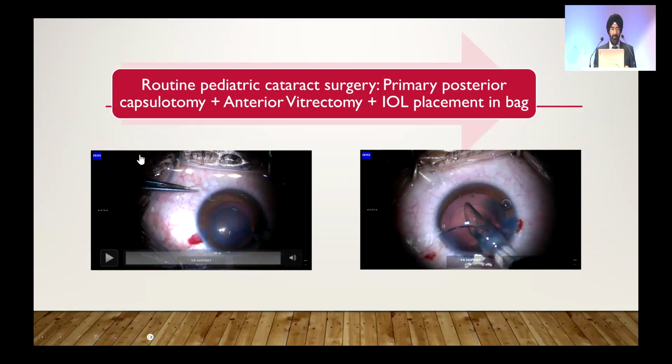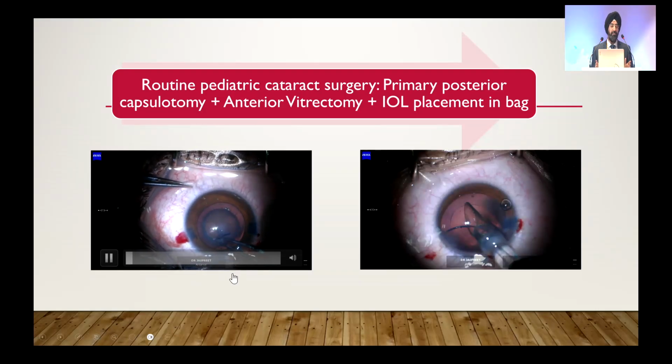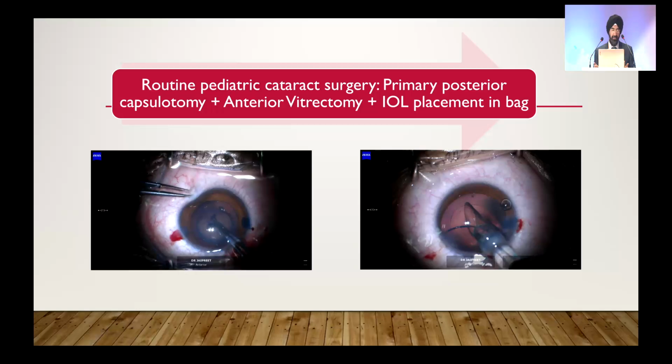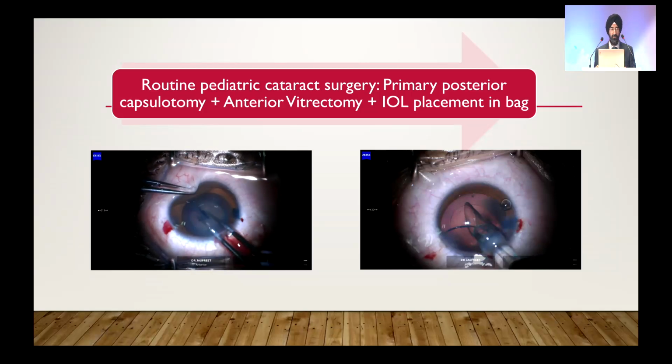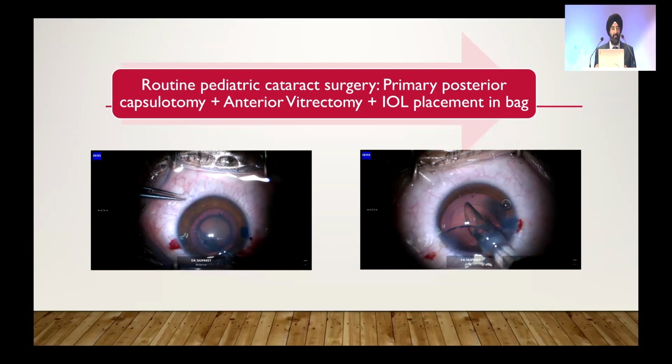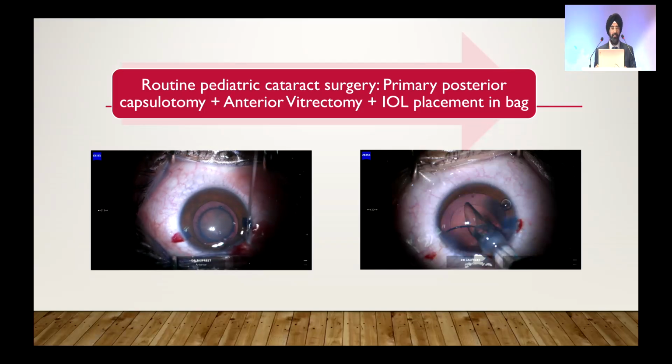So what is routine pediatric cataract surgery? Routine pediatric cataract surgery is doing a primary posterior capsulotomy, doing an anterior vitrectomy, and placing the IOL in the bag. You do stain the capsule in children, because you need to decrease the elasticity and have good visibility. Having an anterior capsulorhexis slightly smaller than the IOL optic is the optimal condition here.